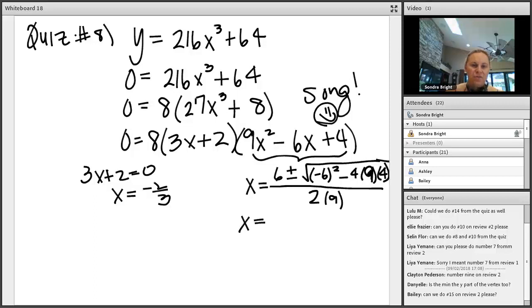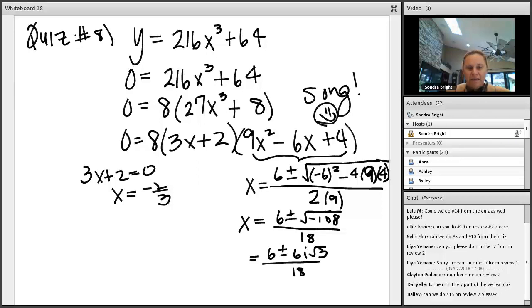All right, so that ends up giving you that x is equal to 6 plus or minus the square root of, that becomes a negative 108, and then over 18. And then 108 is 36 times 3. And so you get a 6 plus or minus 6i rad 3. And then I had a lot of students cancel this wrong, so I highly recommend that you factor out what is in common to the top, which is a 6, so that you see that you are left with a 1.